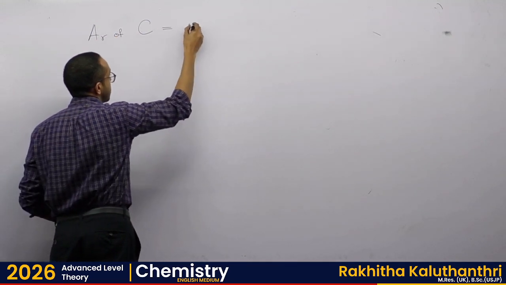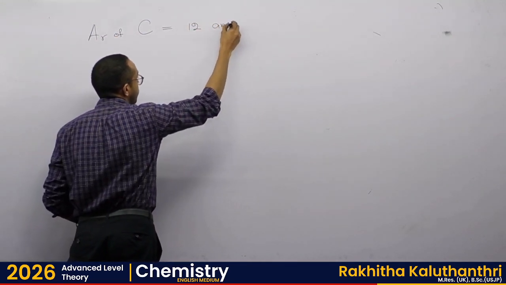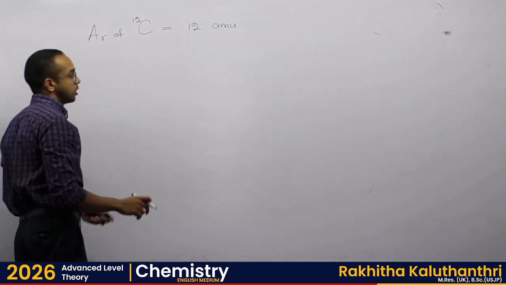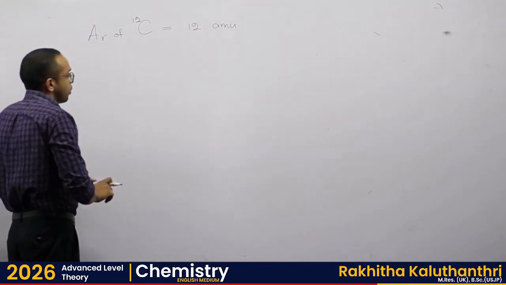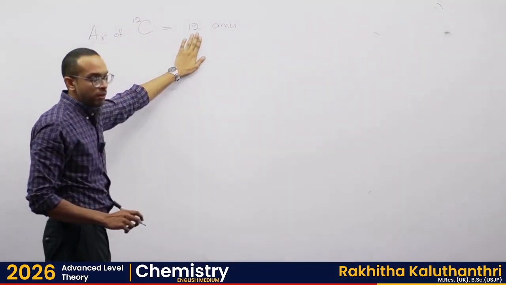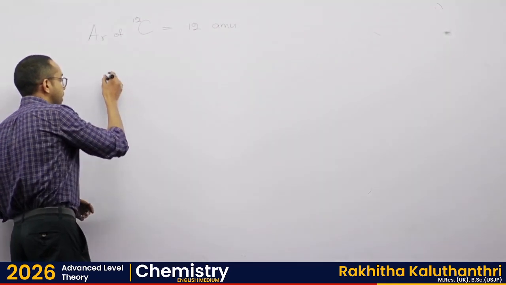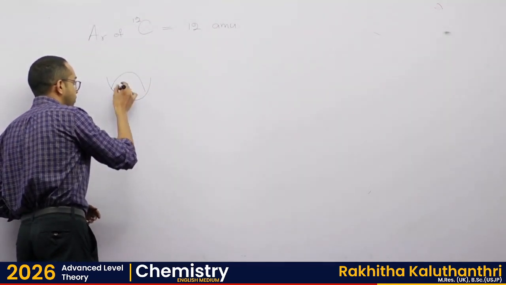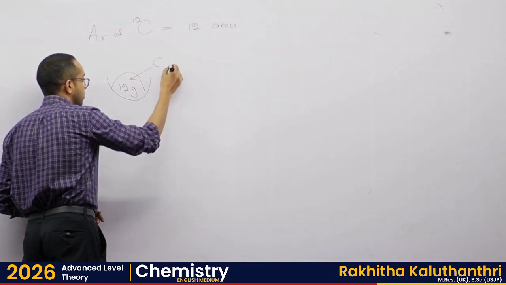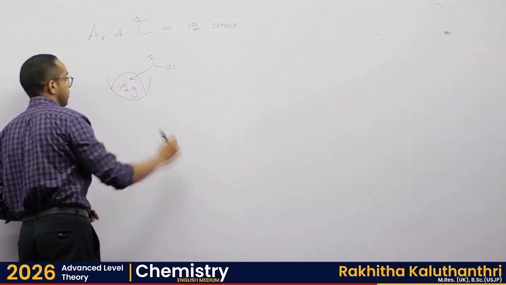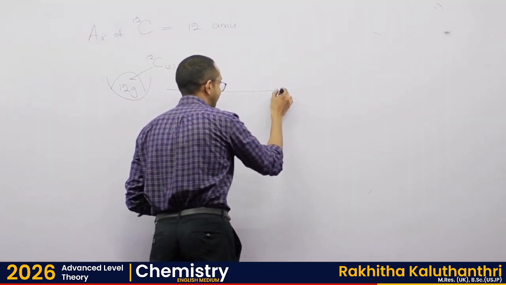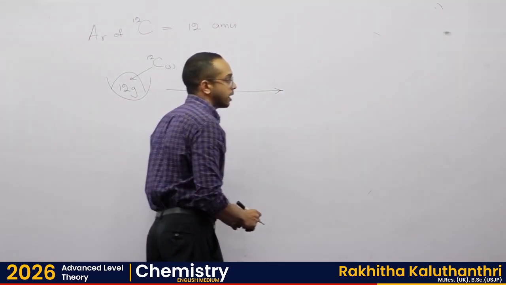AR of carbon was 12 AMU, right? Let's say AR of carbon 12 isotope, just to be very specific. So he thought, okay, since the relative atomic mass of carbon 12 is 12, I am going to take exactly 12 grams of carbon, and he calculated the number of atoms in it.